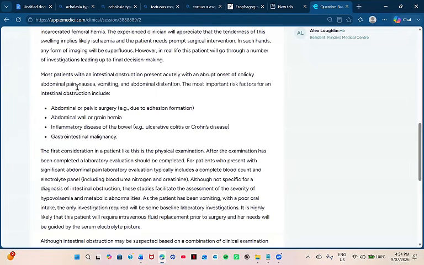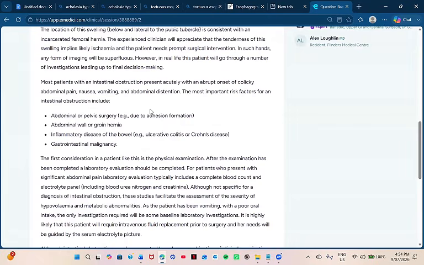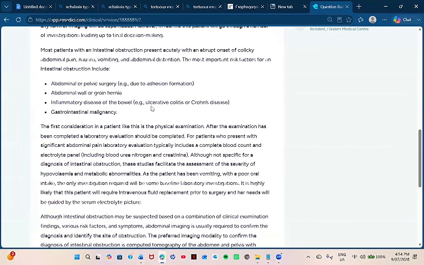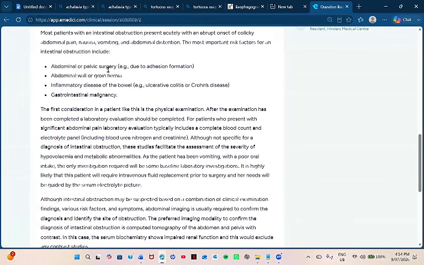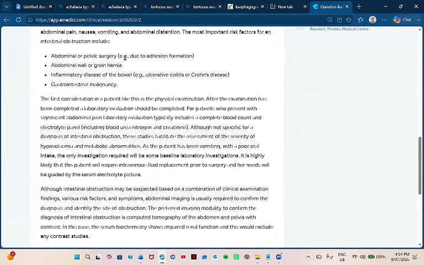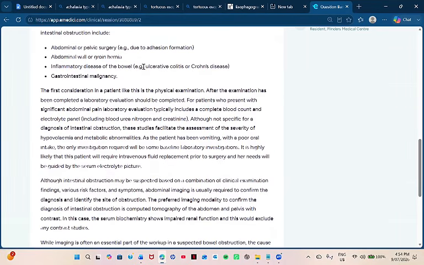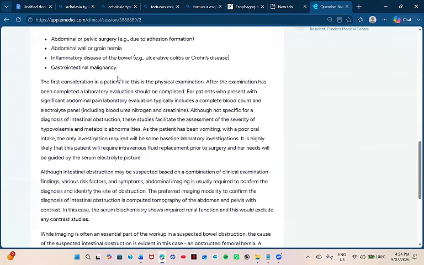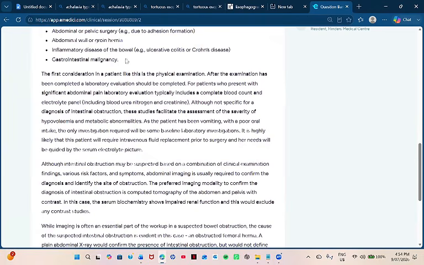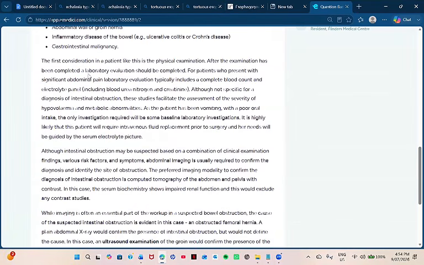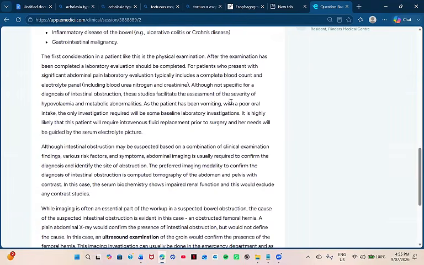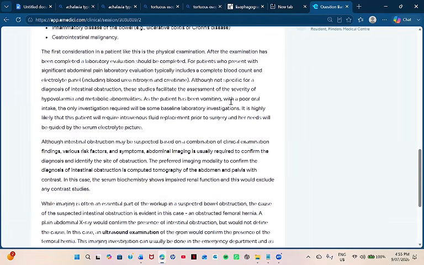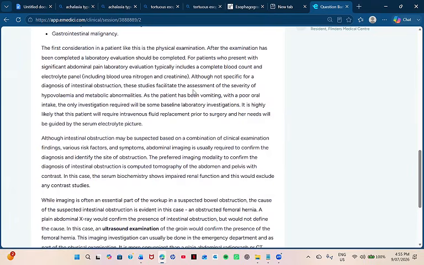Most patients with intestinal obstruction present acutely with abrupt onset colic abdominal pain, nausea, vomiting, and abdominal distension. The most important risk factors for an intestinal obstruction are abdominal or previous surgery, adhesions, abdominal wall or groin hernia, inflammatory diseases like ulcerative colitis, then GI malignancies. The first consideration in a patient like this is a physical examination. After the examination has been completed, a lab evaluation should be done.